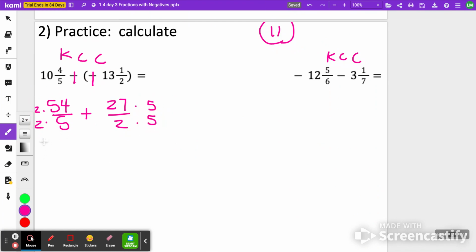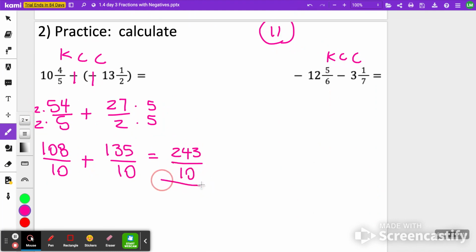54 times 2 is 108. 2 times 5 is 10. And 27 times 5, that gives me 135/10. And since both of these are positives, I'm going to add them, and I'm going to get 243/10. Can't simplify it, so we're good to go with that one.